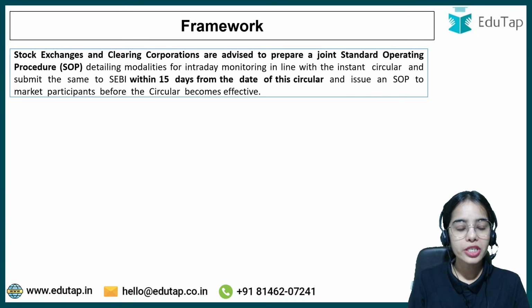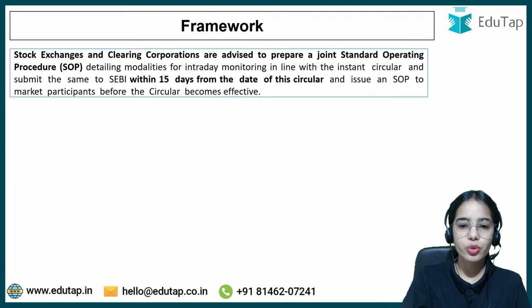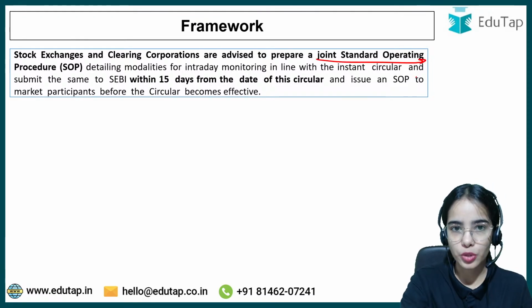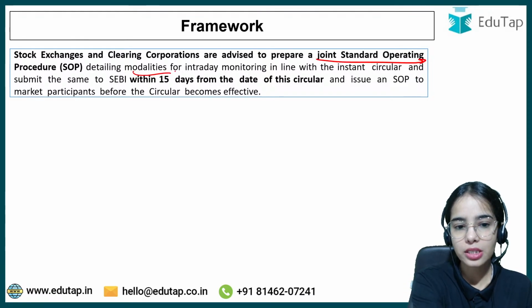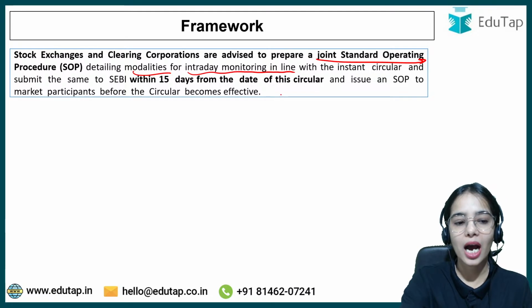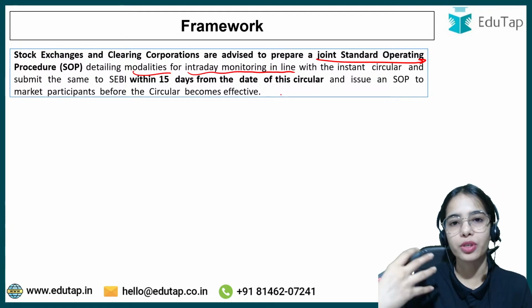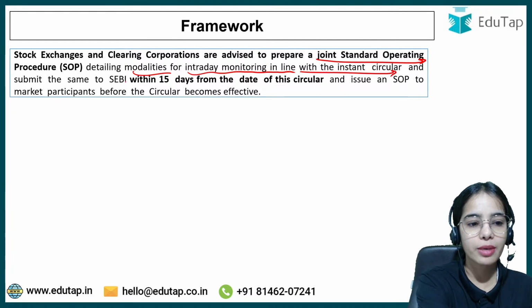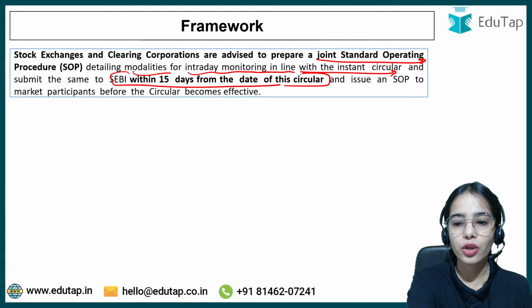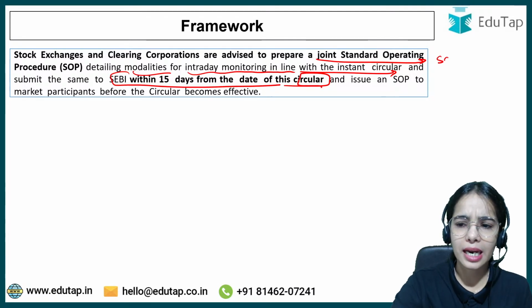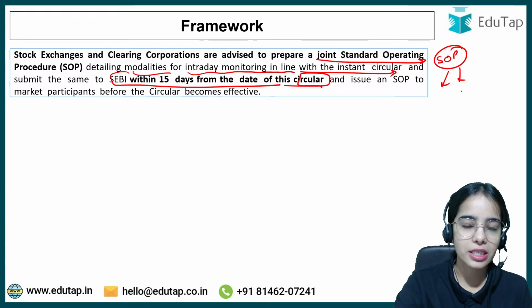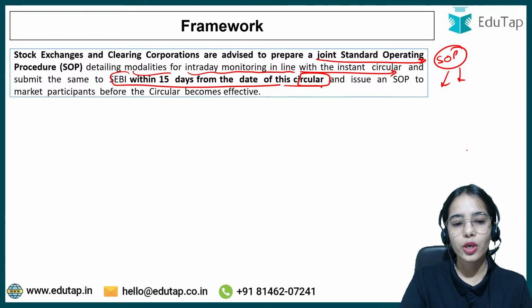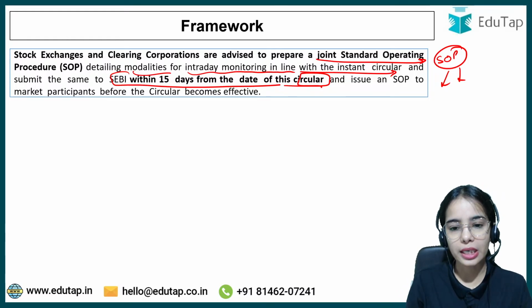Now, the stock exchanges and clearing corporations are advised to prepare a joint standard operating procedure detailing modalities for intraday monitoring in line with the instant circular, that is, how they will do the intraday monitoring and what steps they will take, and submit the same to SEBI within 15 days from the date of this circular. So basically a standard operating procedure has to be prepared by the stock exchanges with the clearing corporation within 15 days of the release of this circular.